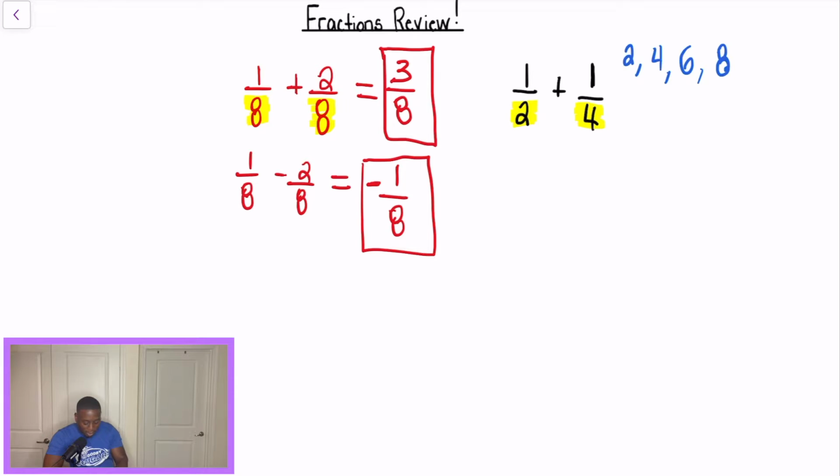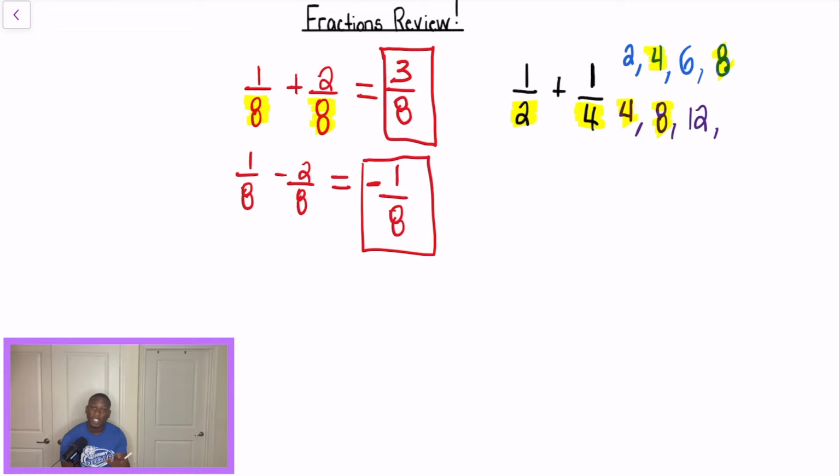And now we're going to go back and do the same thing for 4. So we have 4 times 1 is 4, 4 times 2 is 8, 4 times 3 is 12, and so on. But I stopped right there because we found our common multiple. We have 4 and we have 8. So I'm going to pick the smaller number because it's going to be a little bit easier to work with.